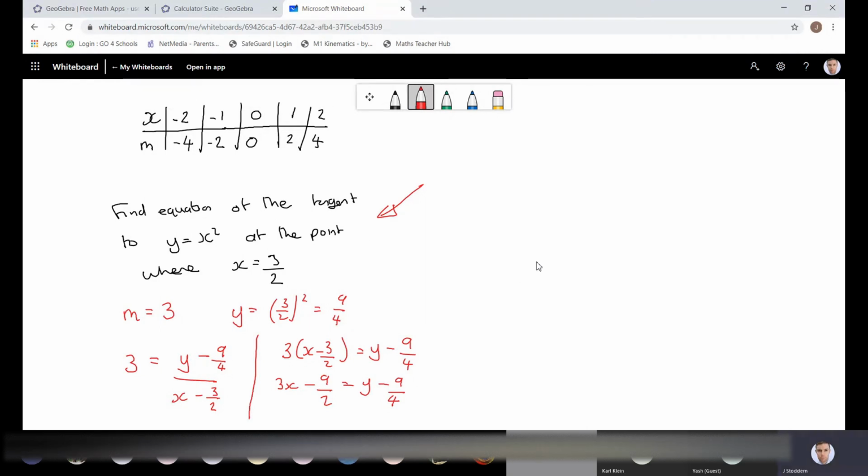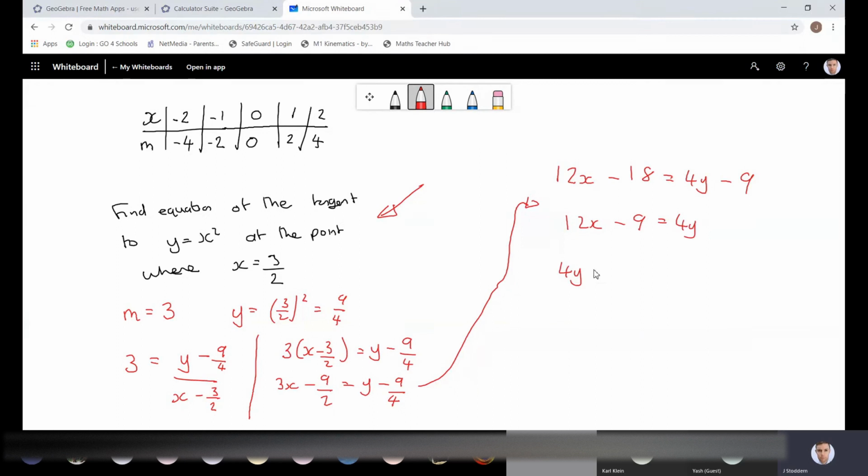And then I'm going to multiply both sides by 4. I'm coming from here. I'm going to multiply both sides by 4 just to get rid of those fractions. And this is another important skill. So if you're going to take 2 things away from this session, then this is the second one. 12x minus 18 equals 4y minus 9. And then I can rearrange that to maybe say 12x minus 9 equals 4y. So 4y equals 12x minus 9.